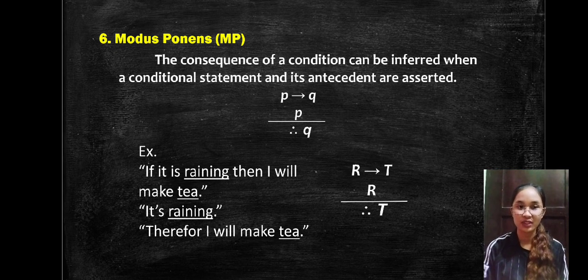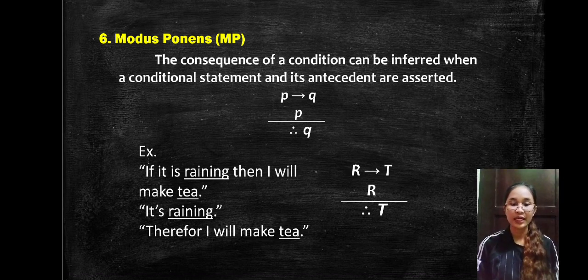The consequence of a condition can be inferred when a conditional statement and its antecedent are asserted. So if I have P then Q, and I have P, therefore I have Q. For example, if it's raining, then I will make tea. It's raining, therefore I will make tea. So let R be if it's raining, and let T be I will make tea. So ang magiging R then T, R, therefore T.